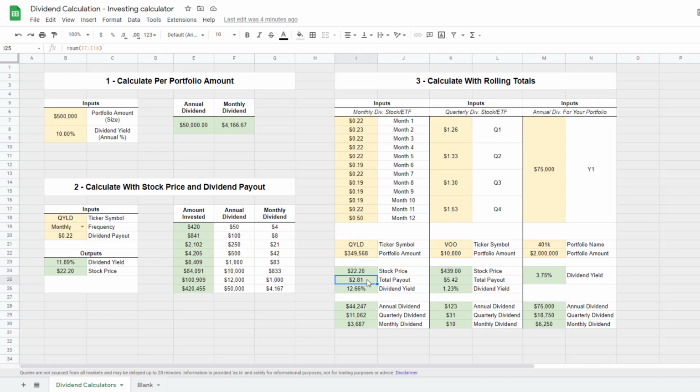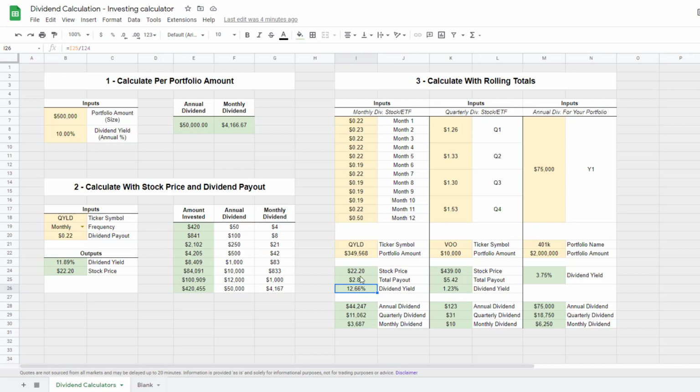So the total payout of dividends for QYLD in 2021 was close to $2.81. All we have to do is use this formula here, sum, parentheses, from I7 to I18, close parentheses, and this gives us our total payout. And then from these two numbers, we can calculate our dividend yield. We take total payout divided by the current stock price, and this will give us a dividend yield for the year of 2021 of 12.66%.